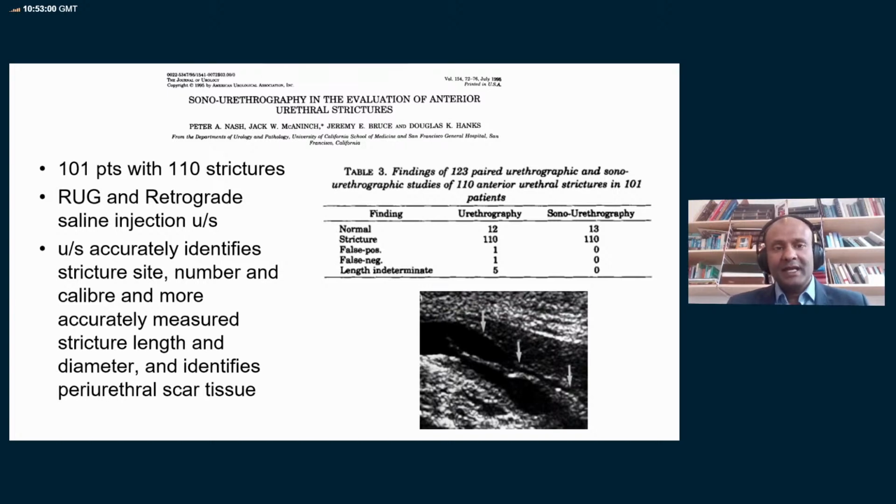Back to the States, this paper in 95, very similar, did 100 patients with strictures. They all had retrograde urethrography and then saline injection for ultrasound, and they found very good correlation and very good identification of strictures and its length and caliber and amount of periurethral scar tissue on ultrasound scan.